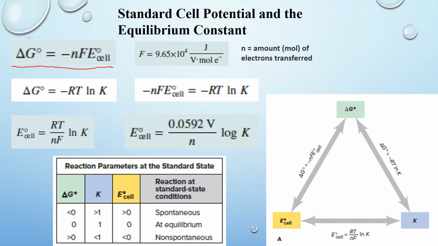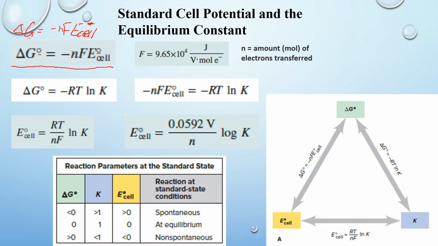At standard state, we add the standard notation for the free energy and the cell potential. But at conditions other than the standard state, without the standard notation, this equation still applies to delta G and E cell. So whether it is a standard condition or not, this equation applies.